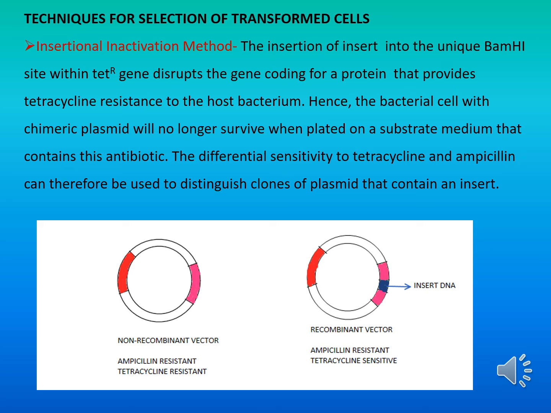This recombinant vector now has ampicillin resistance but no tetracycline resistance, whereas the non-recombinant vector has both resistances, ampicillin resistance and tetracycline resistance. We use this insertional inactivation method for the selection of the transformed cell because if the transformed cell contains the recombinant vector, then that cell has ampicillin resistance but no tetracycline resistance, and if this E. coli cell contains the non-recombinant vector, then that E. coli has both resistances, ampicillin resistance and tetracycline resistance. Insertional inactivation is the inactivation of a gene by insertion of foreign DNA in that gene. After inactivation, that gene doesn't encode any protein.